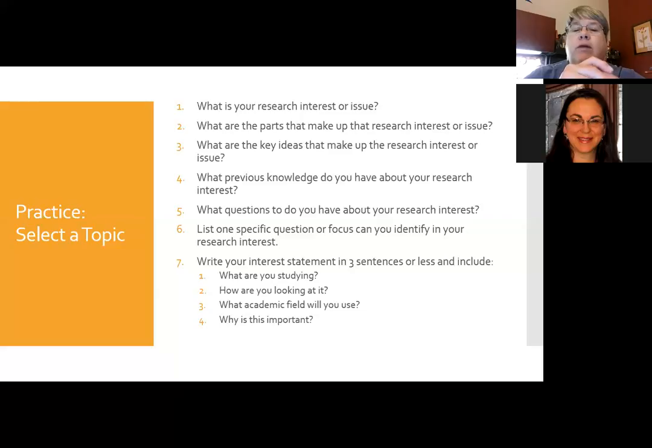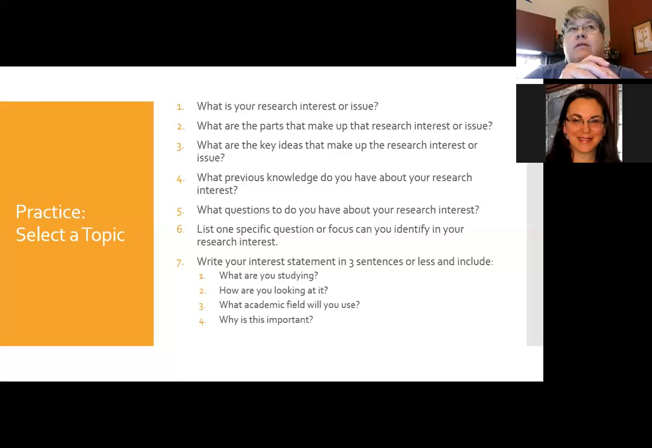How are you going to do it? What methodologies are you going to use? This might even be as broad as, are you going to use qualitative methods, quantitative methods, or mixed methods? Are you going to use surveys? Are you going to do some kind of a test? Are you going to do interviews? How are you going to study it? What academic field are you going to use?